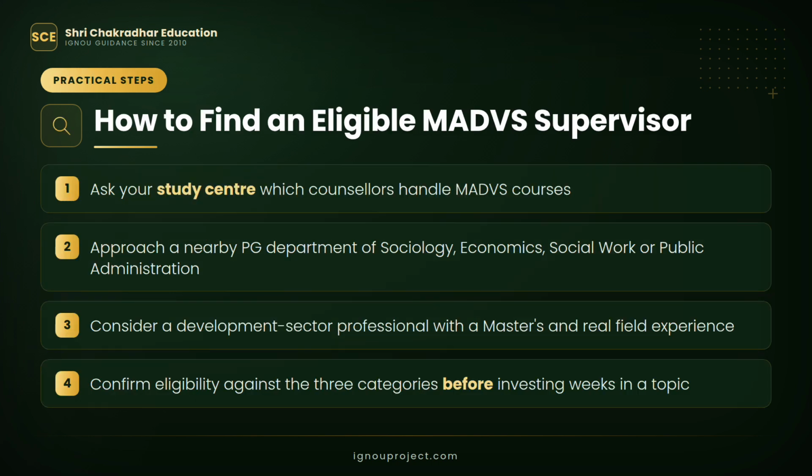Practically, how do you find one? Start at your study center and ask which counselors handle MADVS courses. If that fails, approach a postgraduate department of sociology, economics, social work, or public administration nearby, or someone already working in the development sector with a master's and real field experience. Confirm eligibility against those 3 categories before you invest weeks in a topic.